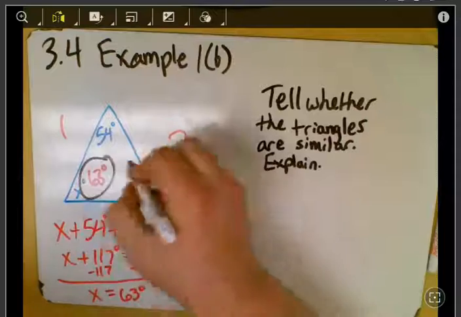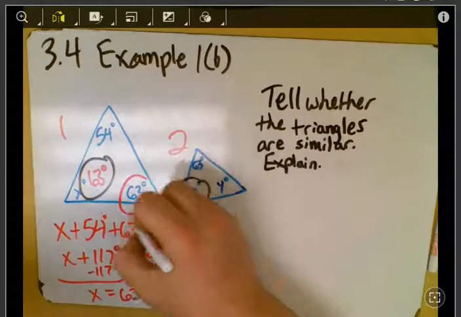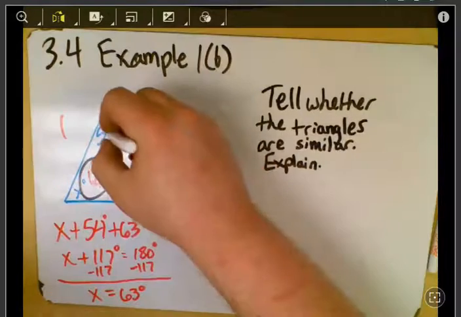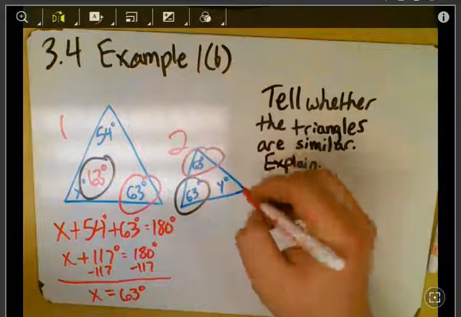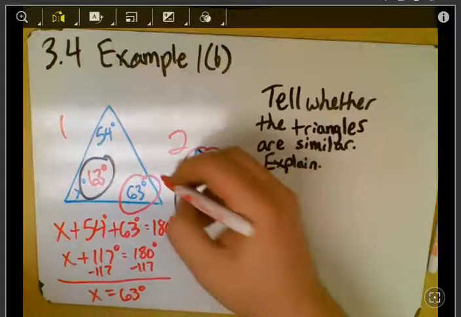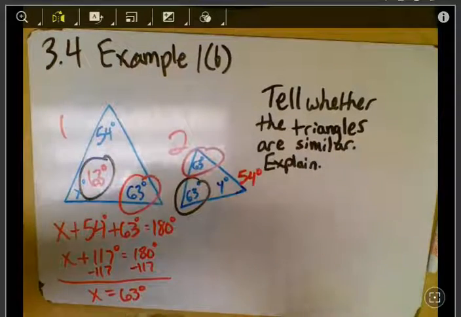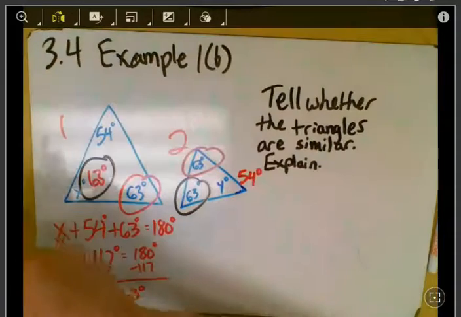First pair is right here. Second pair is right here. From that, we know that the third angles here, this 54 degrees and this y, are congruent. So we know that y is 54 degrees. And we also now know that the two triangles are similar because of the two pairs of angles that we figured out initially.